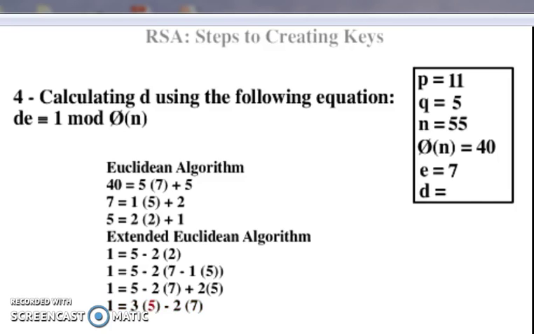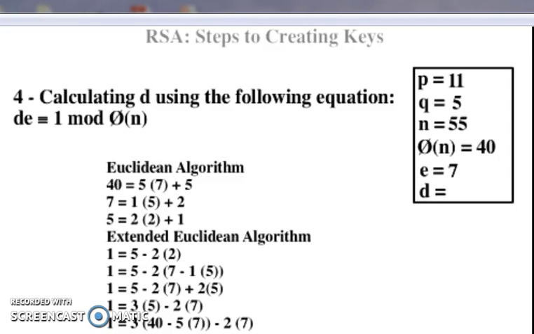Now we substitute 5 from this line. So 1 equals 3 times (40 minus 5 times 7) minus 2 times 7. Extending this equation gives 1 equals 3 times 40 minus 15 times 7 minus 2 times 7. So, combining common values, 1 equals 3 times 40 minus 17 times 7.